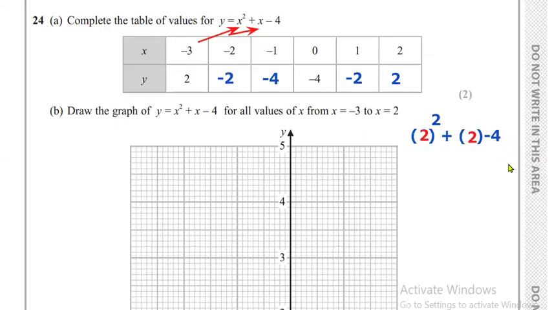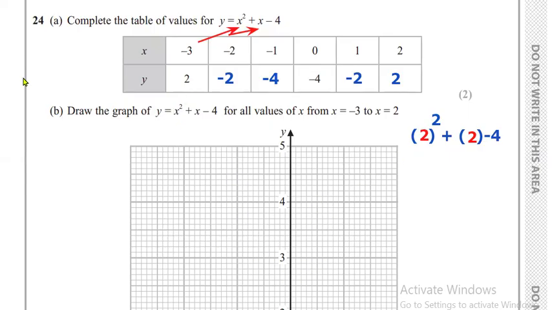So these parts, I don't need them anymore. I'll remove them. And then I'll work on the grid using these values. And I'll plot all the points, and then draw the shape of the curve that I have. Now, how do I know that it's going to be a curve? Because here I have a power of 2 on the variable, this means the graph will be a curve.